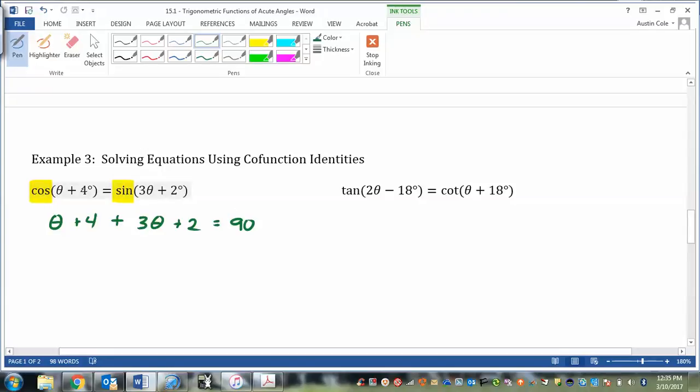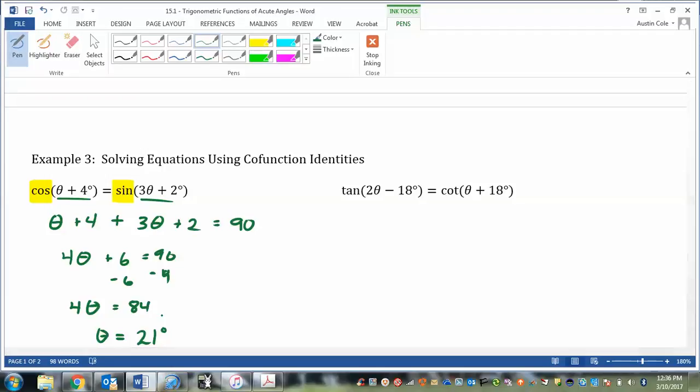So let me backtrack. Since these are cofunctions, and they're equal, I know that this and this have to be 90. They've got to be complements of each other. Now this is a little bit better. So when I do this, I'll get 4 theta plus 6 equals 90, minus 6 on both sides. I get 4 theta equals 84, and theta equals 21 degrees. Anybody remember that video? Yeah.